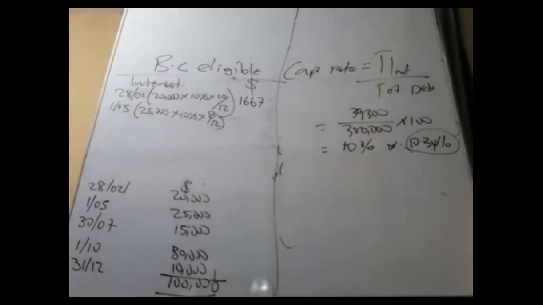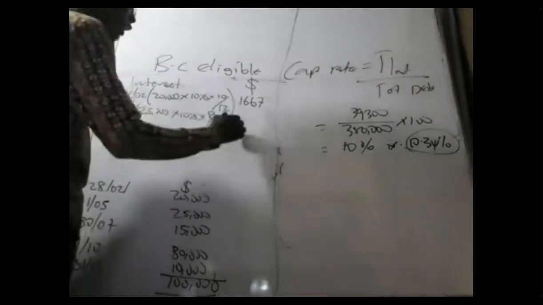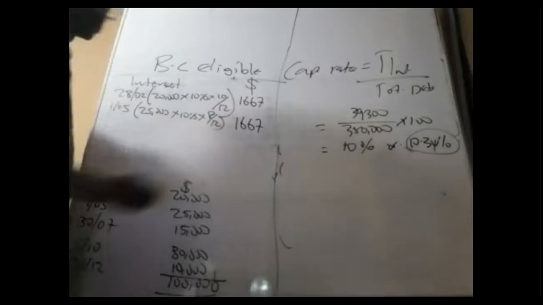So that means 2,500 times 2 divided by 3. That's 1,667 again, right? Wow, what a coincidence.